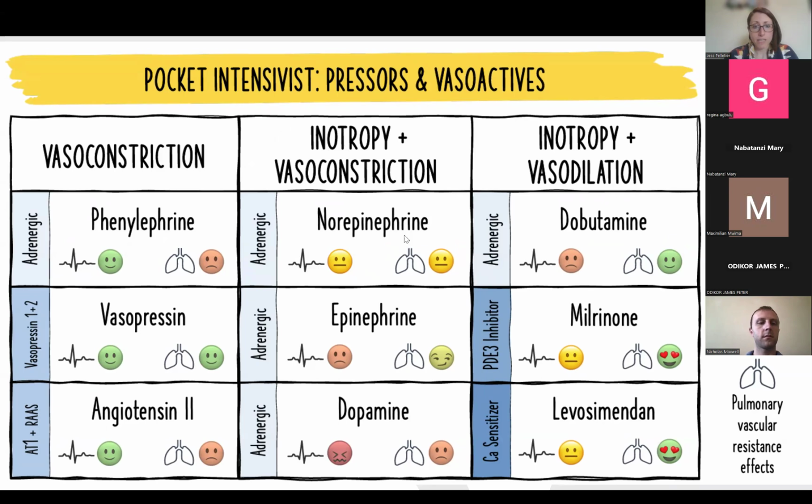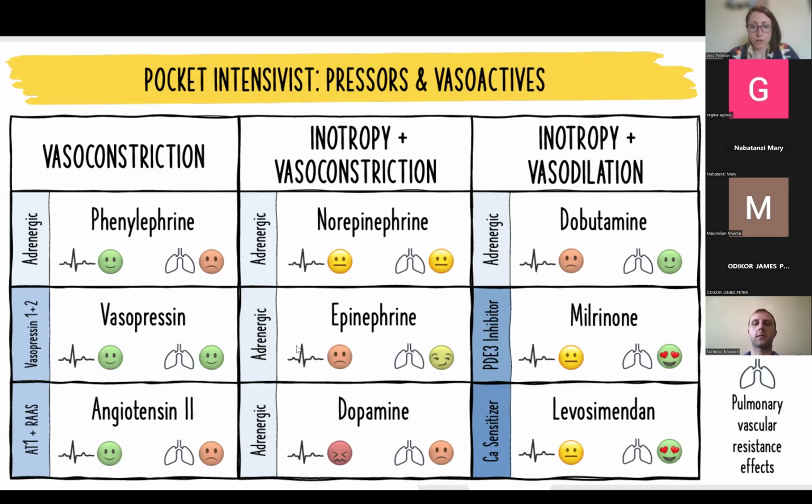But norepinephrine is nice because it's fairly neutral in terms of its impact on the heart and on the lungs. And what these images mean is that norepinephrine does not typically cause cardiac rhythm problems. It doesn't irritate the heart, and it doesn't constrict the pulmonary vessels. And so that's why there are these neutral faces next to the EKG picture and the heart, or the lung picture rather. If we compare that with something like epinephrine, epinephrine tends to cause cardiac rhythm issues.